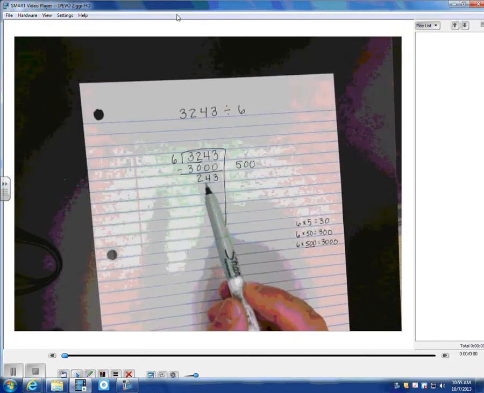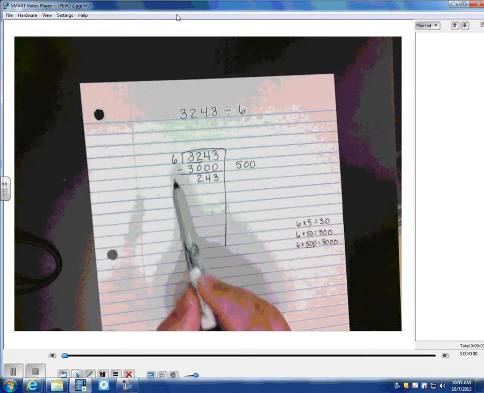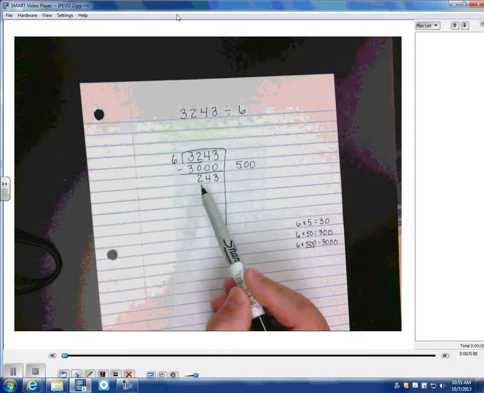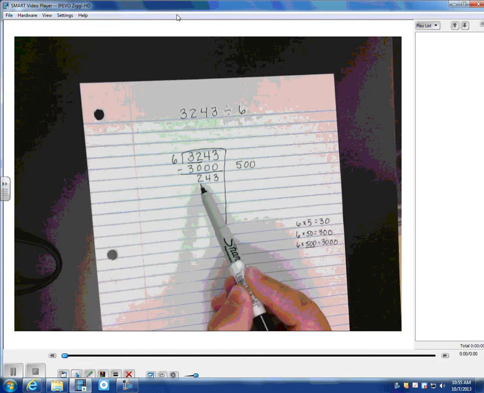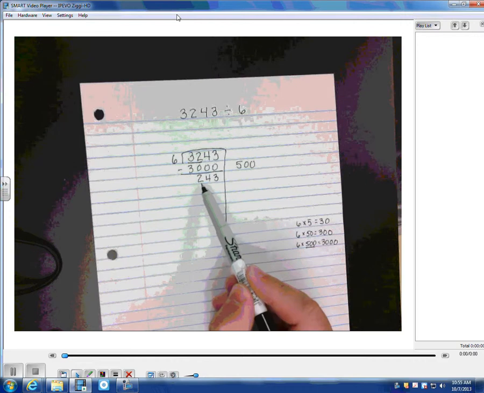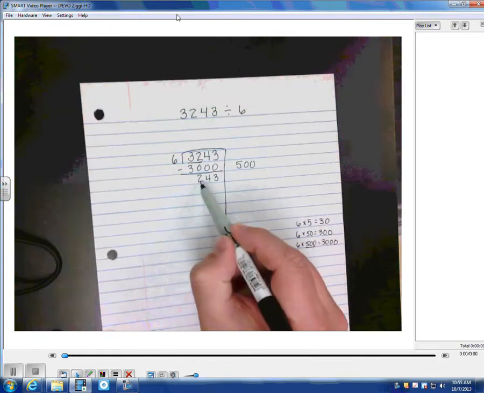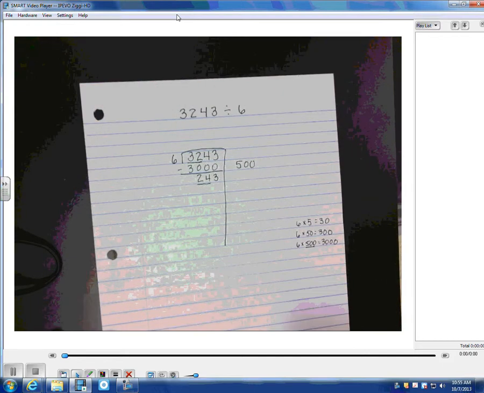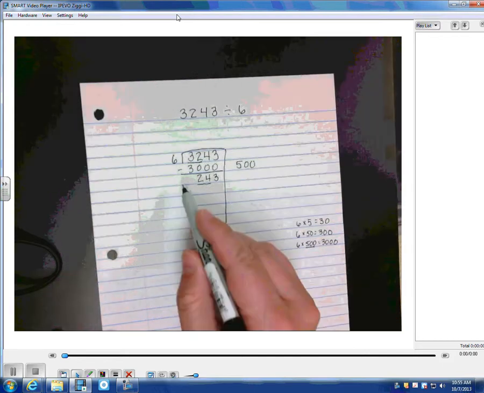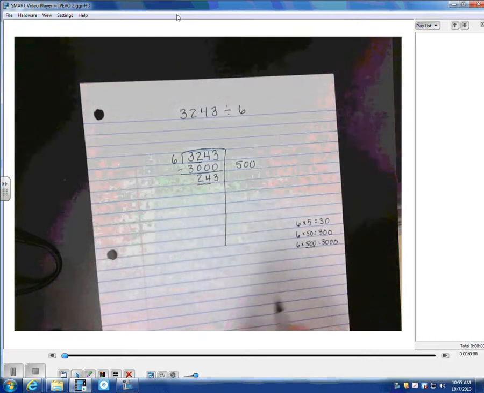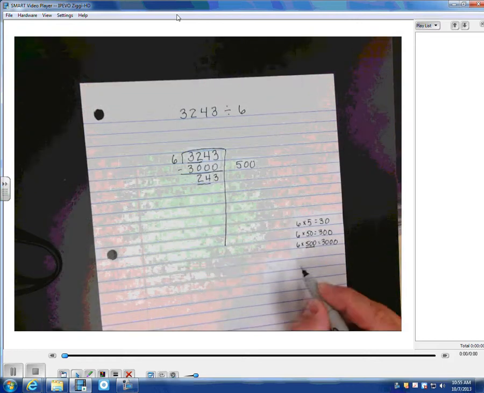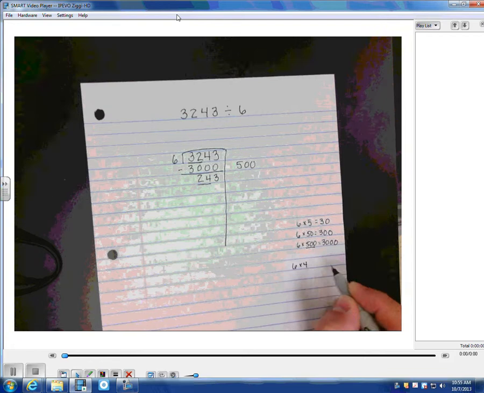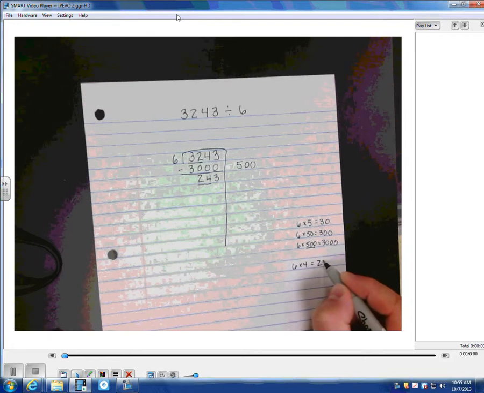This time I'm looking at this number here. I ask myself, can 6 go into the number 2? The answer is no, because 2 is smaller than 6. So I ask myself, can 6 go into 24? The answer is yes, and I know that 6 can go into 24 4 times. Again, if you're not sure, use your matrix. So 6 times 4 equals 24.